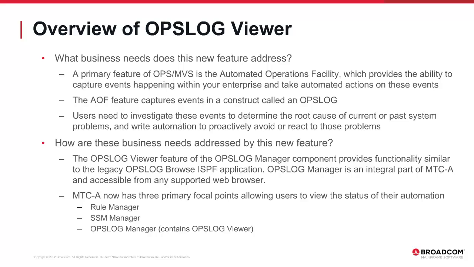In addition to managing critical resources by status across your entire mainframe environment, Ops MVS provides efficient systems automation tools and utilities to help manage complex systems and processes. One of the mechanisms used to manage these systems and processes is the ability to capture events happening within your enterprise and take automated actions on these events. These events are stored by Ops MVS in a data structure known as an OPSLOG. Users can then view the contents of an OPSLOG to determine the state of their environment at a given point when performing root cause analysis of a particular system or application problem.